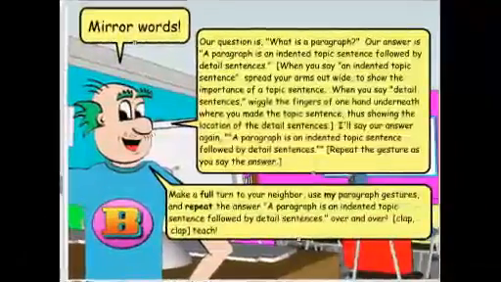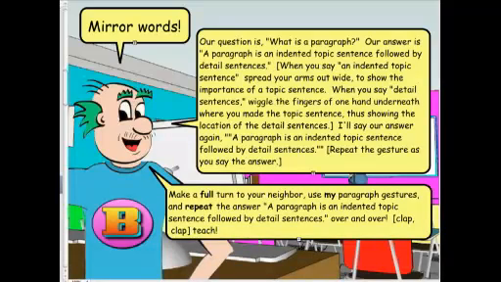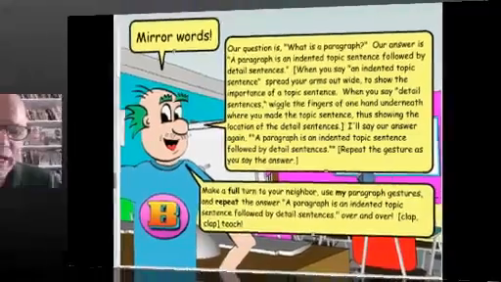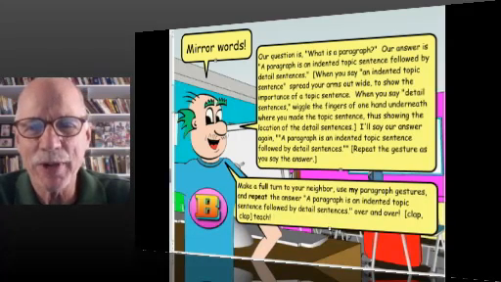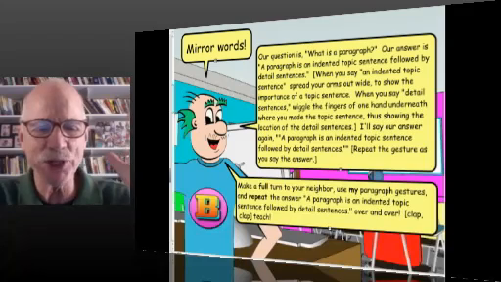All right, here is our next screen. Our question is, what is a paragraph? Now, here's the answer. A paragraph is an indented topic sentence. Now, what we want you to say, when you say indented topic sentence, you spread your arms out wide to show the importance of a topic sentence. When you say detail sentences, you wiggle the fingers of one hand underneath. Let me show you the gesture, and that's what's cool about the webcast. So, the answer to the question, what is a paragraph, is a paragraph, and spread your arms out real wide.